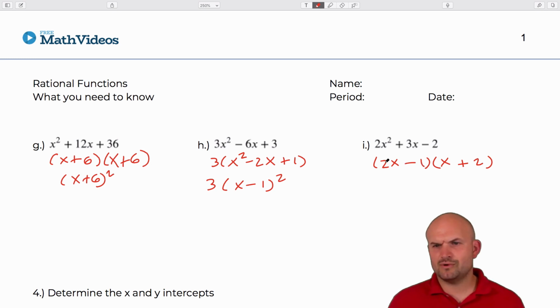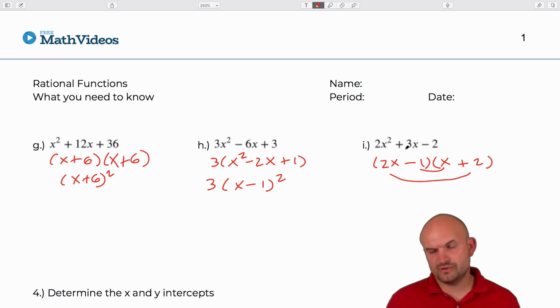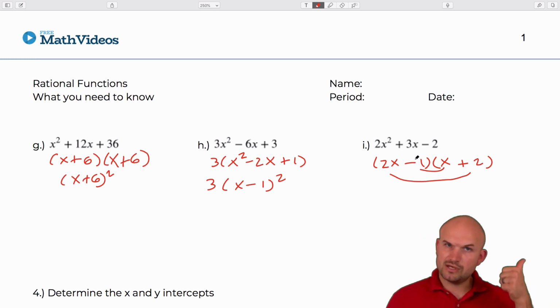So again, let's just check our work. 2x times x is 2x squared. -1 times 2 is -2. Let's check our middle and our outside terms. That gives me -x. That gives me 4x, which, 4x minus x, would give you 3x. So boom, works.